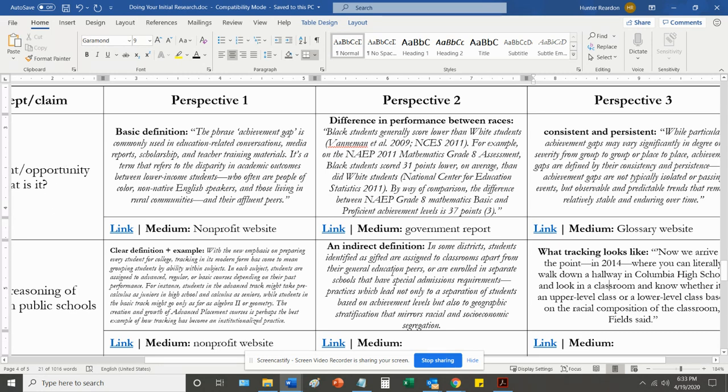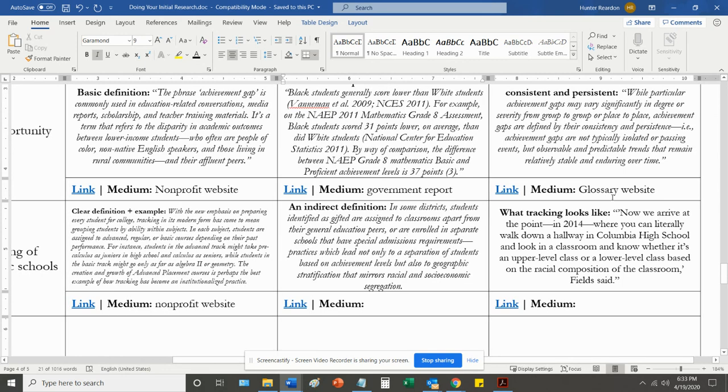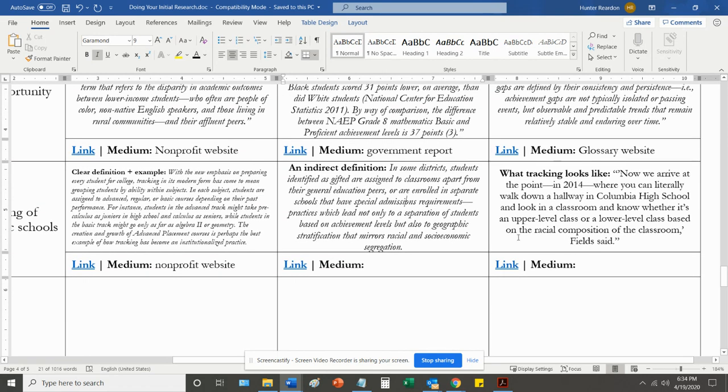And I'm doing a similar thing down here with the concept of tracking, right? I have a clear definition example from one source. There's another, indirect definition that I might use to support something in the essay. And then in this third place here, I have an example, like this is actually how tracking can look, or this is how you know if your school is tracked, if you just go look at classrooms, right?